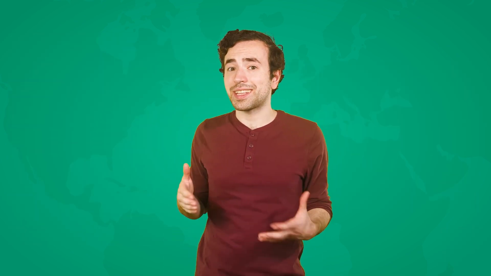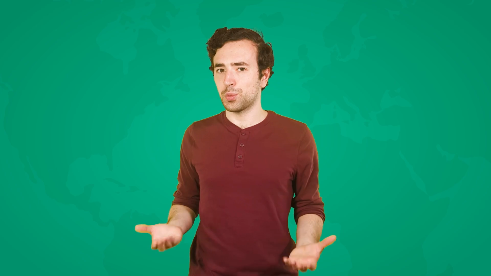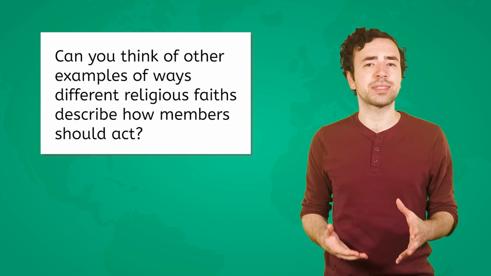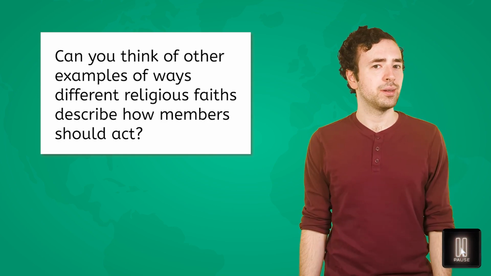Most different faiths have their own version of the rule. It's a way to remind members of the faith how to interact with other people. Can you think of any other examples of ways different religious faiths describe how members should act? The rules and guidelines of different religions also impact the daily lives of members, from diet to family structure.